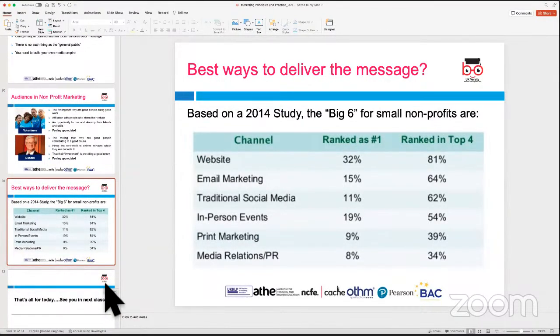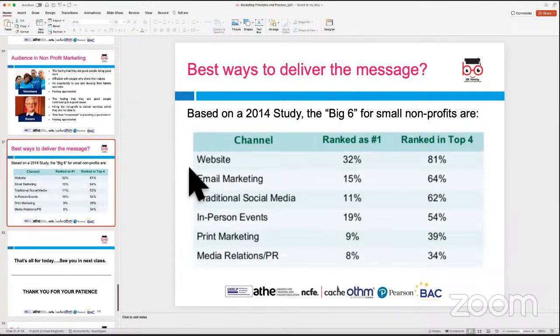And what it said was, what are the biggest reasons for which non-for-profit marketing happens? So they tend to happen through website. What are the channels through which it happens? Website, email marketing, traditional social media marketing, in-person events, print advertising, and media relations and PR. These are the routes or channels through which non-for-profit marketing tends to happen, for companies which are looking at providing services to the larger community.